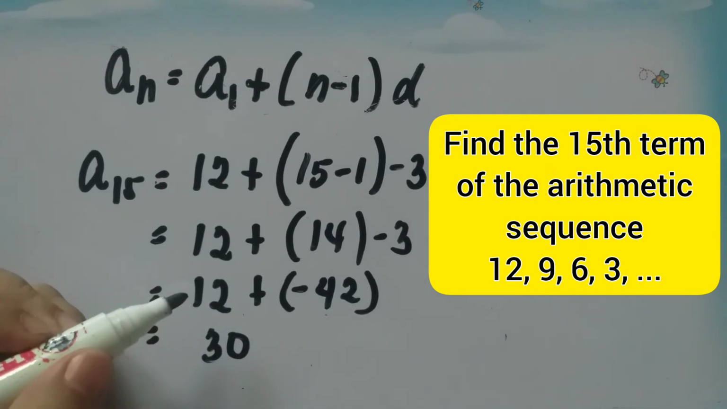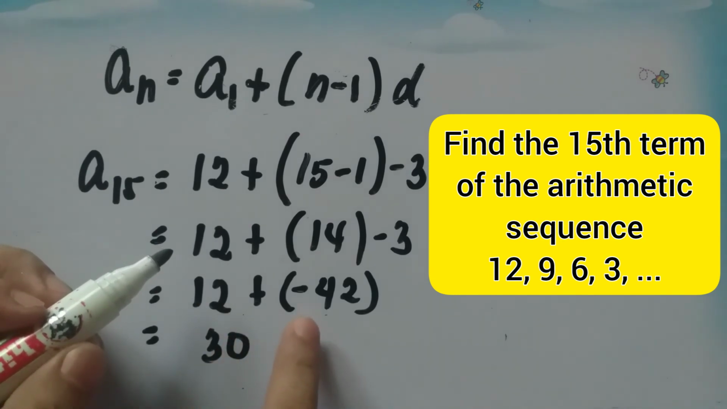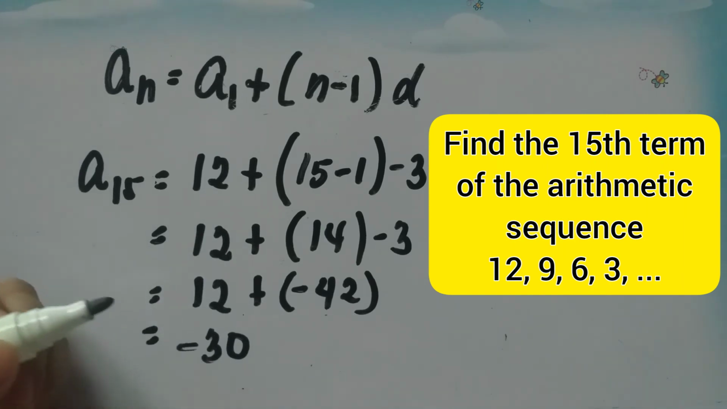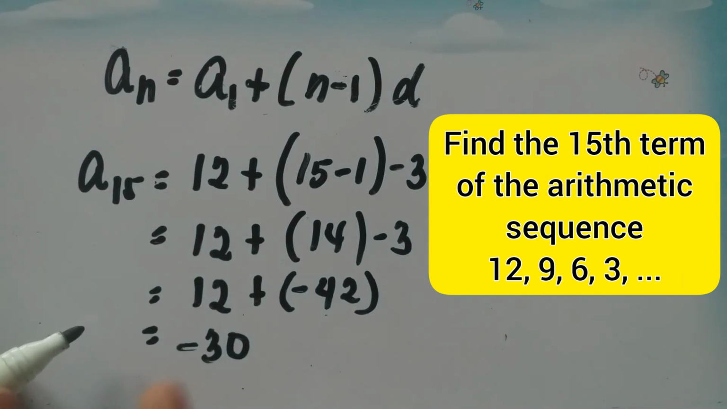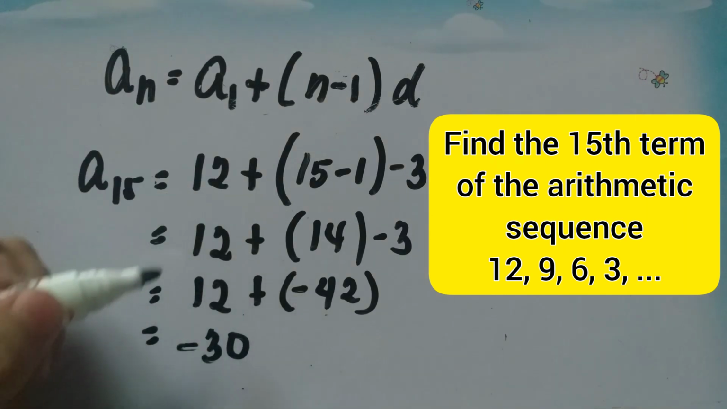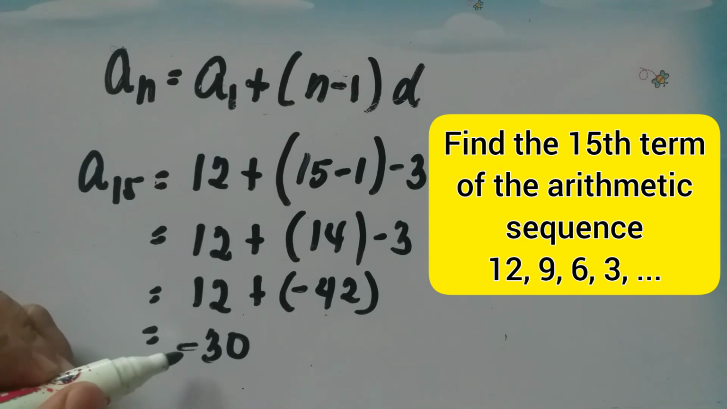And how about the sign? The sign of the answer follows the sign of the number with the greater value. So 42 is greater than 12, therefore we follow the negative sign. Therefore, our answer is negative 30. Therefore, the 15th term in this given arithmetic sequence 12, 9, 6, 3 is negative 30.